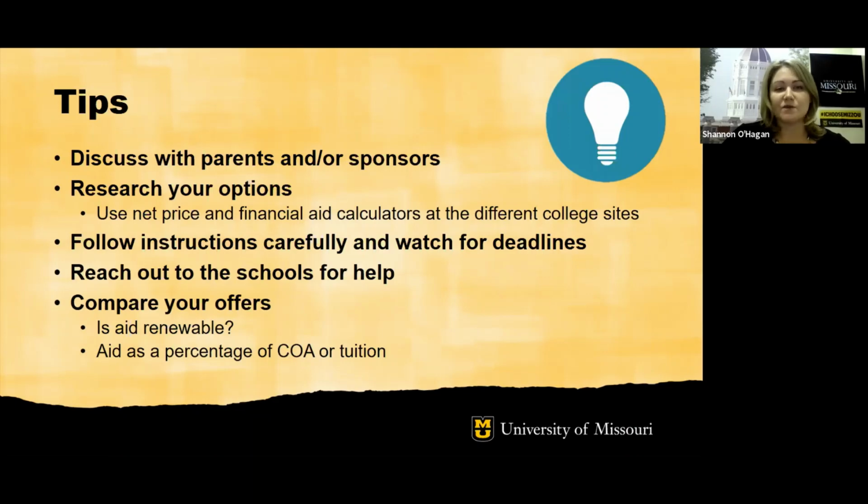So there are a lot of tools and resources out there to help you calculate what the estimated cost of attendance will be, and certainly ask questions of the universities. Follow instructions, as I mentioned previously, and check for deadlines because they do vary by institution, and you don't want to miss out on the awards that are out there. And then finally, compare your offers. Make sure that you understand those terms and conditions so that you can compare them against one another, to see, whether it's a percentage award or a dollar amount award, what the end result will be in comparison to the cost of attendance.